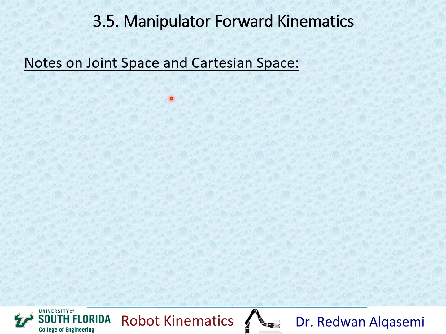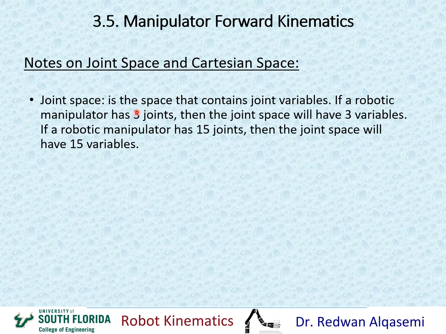Here are a couple of notes about joint space and Cartesian space. I would like to talk to you about the difference between joint space and Cartesian space and what we mean by each one of them. Joint space is the space that contains joint variables. So if we have a robot that has 3 joints, for example, that means we have 3 variables. So that would be the joint space.